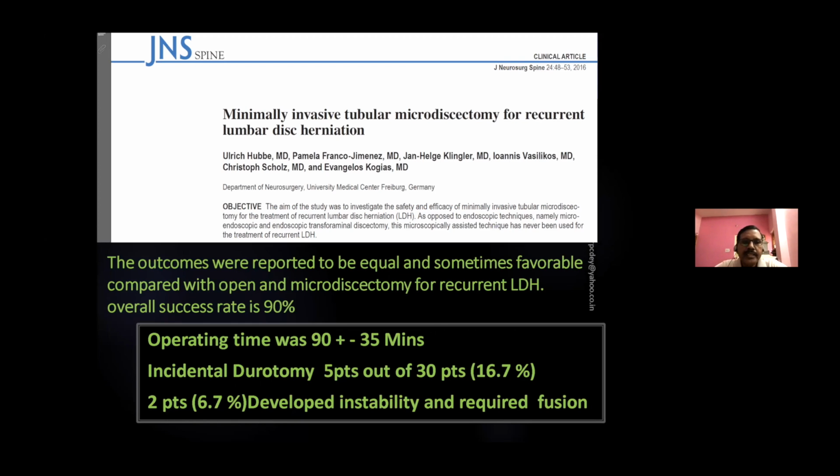This article, published from Freiburg, Germany in 2016, shows the outcomes were reported to be equal and sometimes favorable compared to open microdiscectomy for recurrent lumbar disc herniation. Overall success rate is 90%. This is minimally invasive tubular microdiscectomy for recurrent lumbar disc herniation. Operating time was 90 minutes, a little higher, plus or minus 30 minutes. Incidental durotomy occurred in 5 patients out of 30. 2 patients developed instability and required fusion.